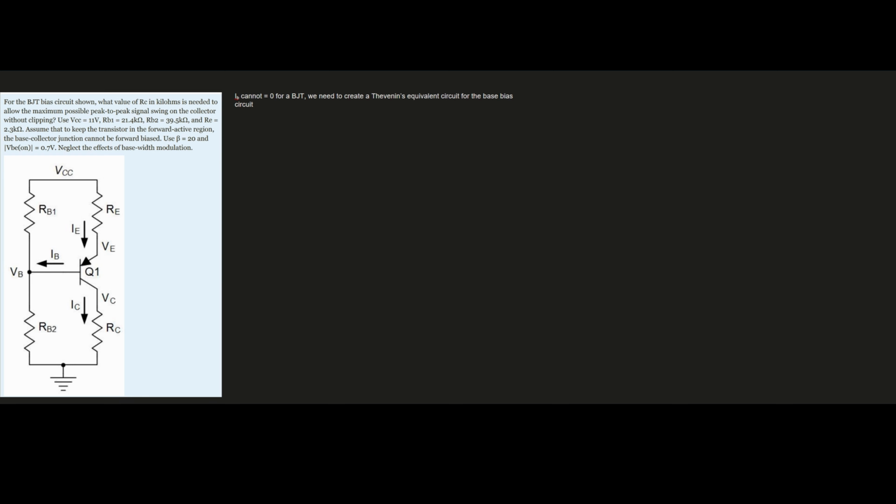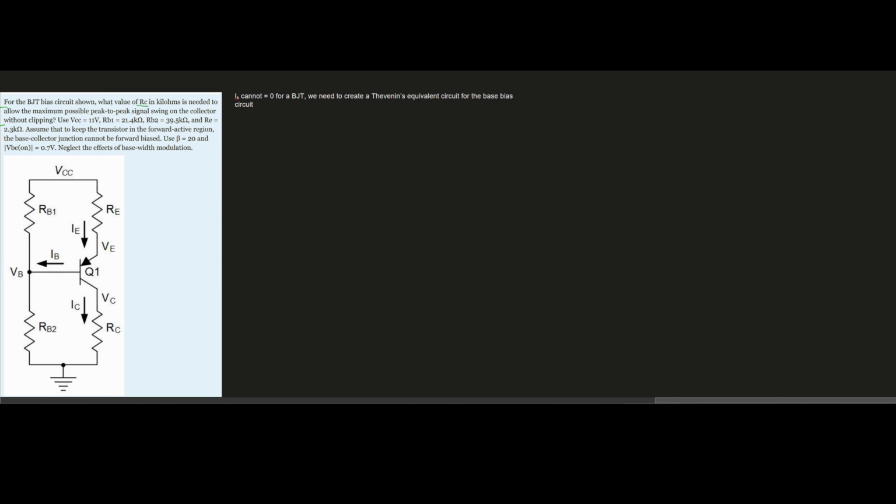For our BJT bias circuit shown, we're asked what value of RC in kiloohms is needed to allow the maximum possible peak-to-peak signal swing on the collector without clipping. So the important parts here are the RC that we're finding, and this part right here.